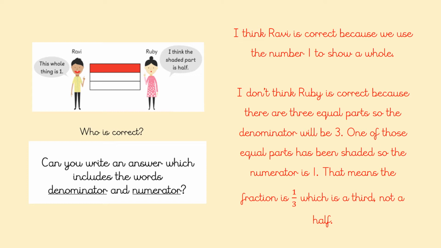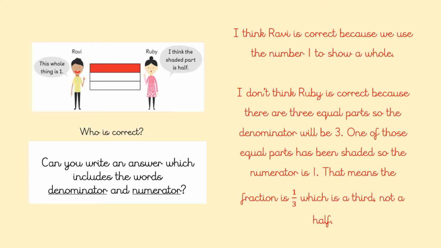So I said, I think Ravi is correct because we used the number 1 to show a whole. I don't think Ruby is correct because there are 3 equal parts, so the denominator will be 3. One of those equal parts has been shaded, so the numerator is 1. That means the fraction is 1 over 3, which is a third, not a half. So that was my answer.